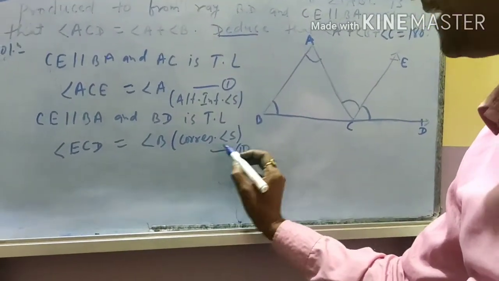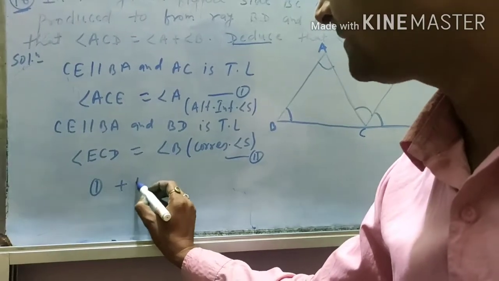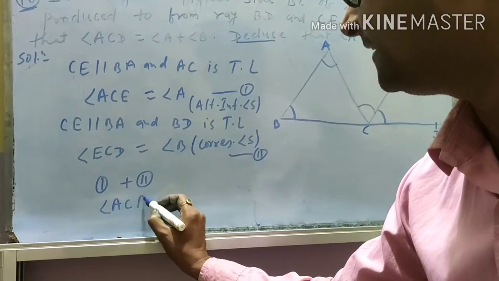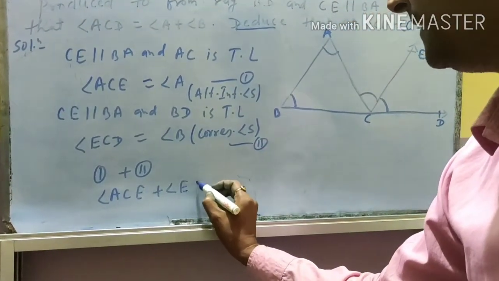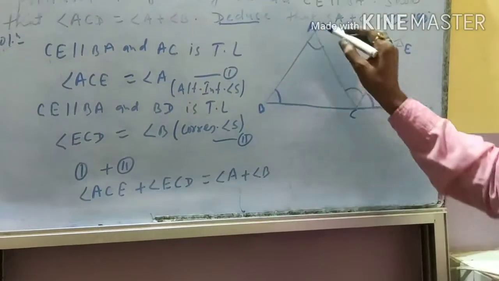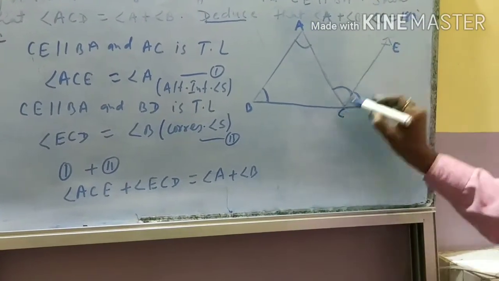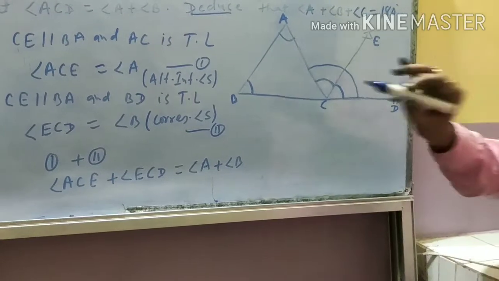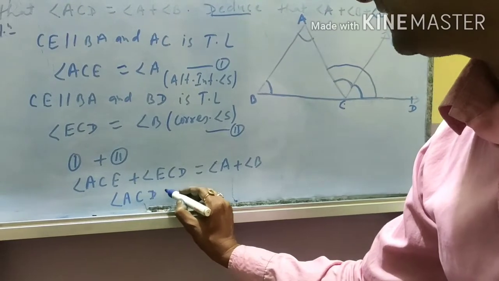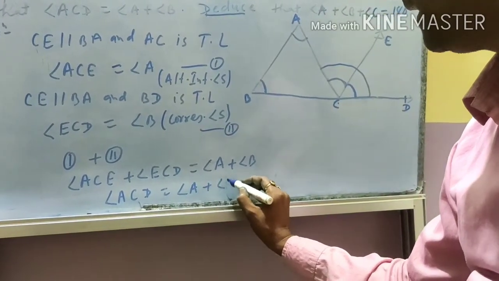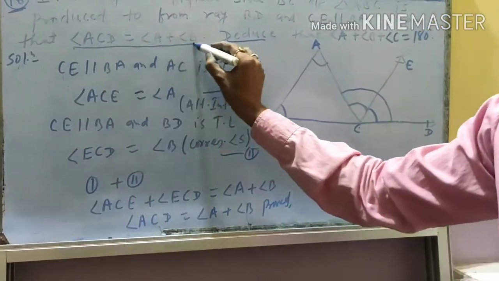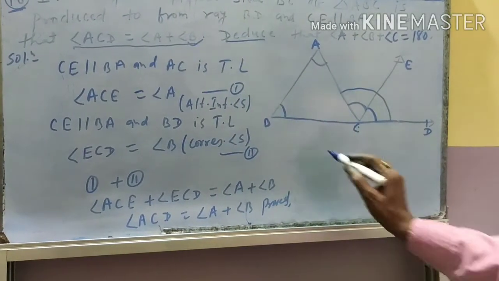This is equation second. So here student, equation 1 plus equation 2. Angle ACE plus angle ECD is equal to angle A plus angle B. So here ACE, that means this angle, plus ECD, this angle, we can write the complete angle ACD. ACD is equal to angle A plus angle B. This is your first proof.